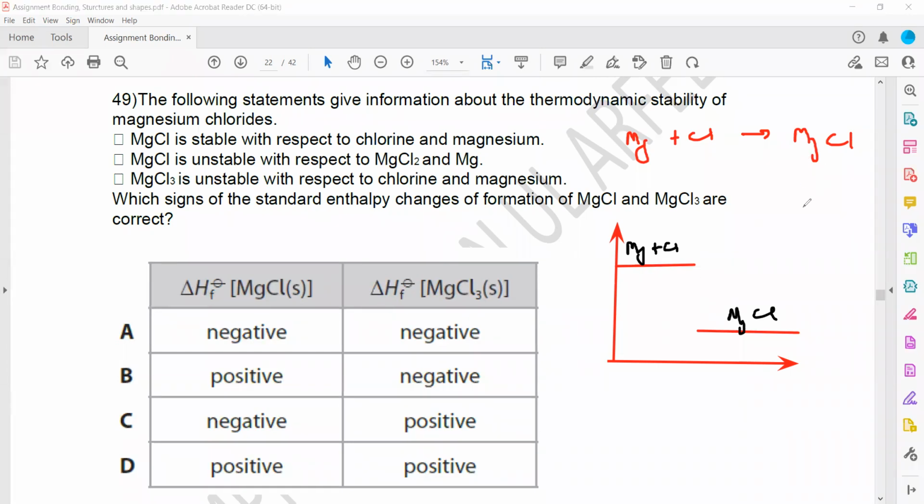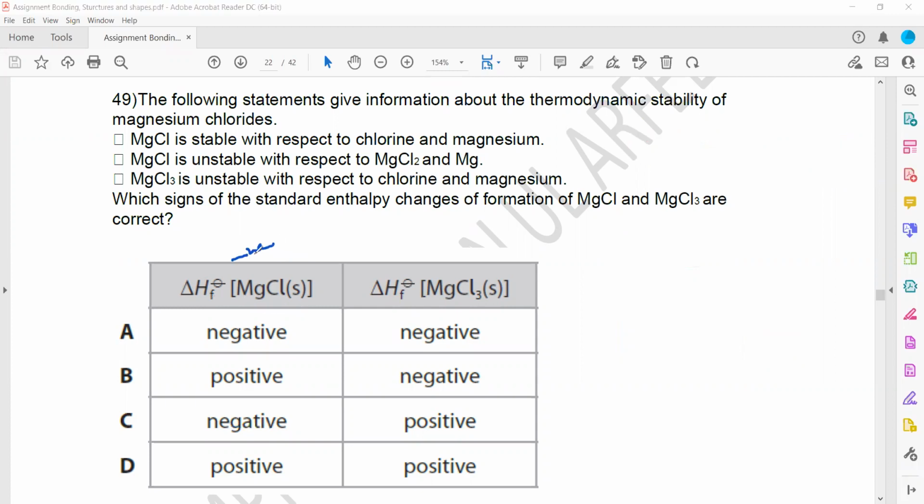So if it is an exothermic reaction, what will be the enthalpy change, energy change? So it will be negative. So it means the formation, why we are saying it is a formation, because magnesium plus chlorine gives magnesium chloride. So it is a formation. So here it shows that the formation of magnesium chloride is exothermic, so it will be negative. So any option with a negative answer is correct. So either A can be a right answer or C can be a right answer for question 49. Then the next thing, so we work out this should be negative.